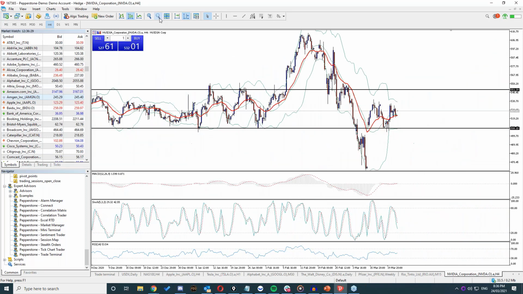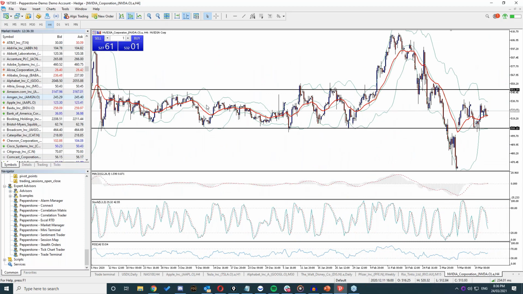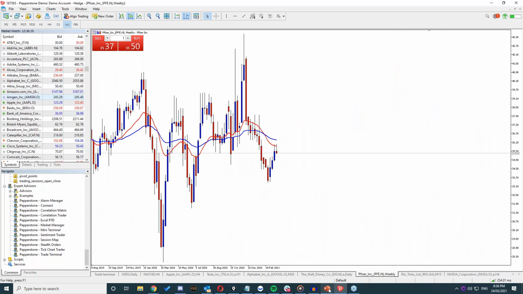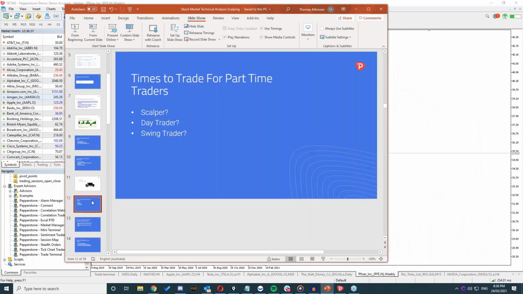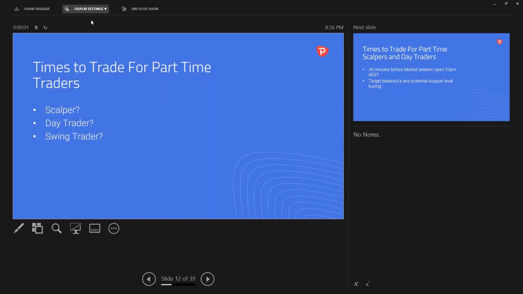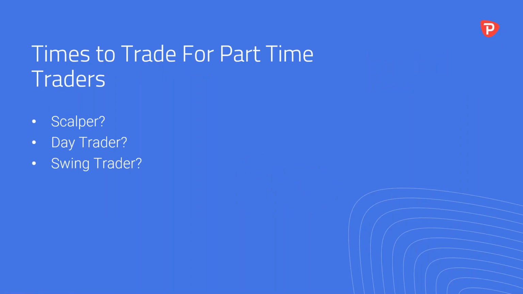All right. So yeah, all of those are just some good little areas to be looking at. You've also got to think about, we'll go back into the slides here, the type of trader that you want to be. So a lot of people come in, they say, oh, I want to be a scalper, or I want to be a day trader, or I want to be a swing trader.